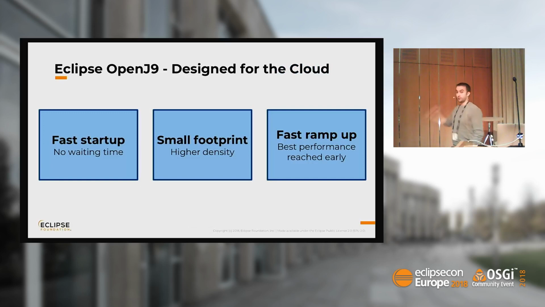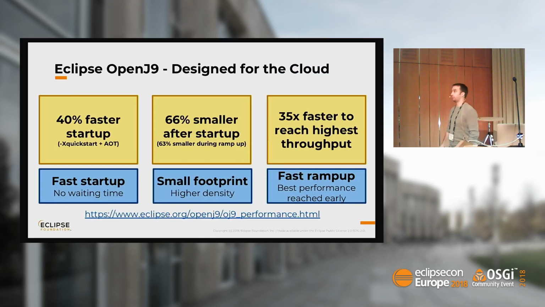So OpenJ9 designed for the cloud. What does it mean in terms of numbers? It's 40% faster at startup time with the quick start option and the ahead of time compiler. The footprint is 66% smaller after startup, meaning that once you reach the best performances, the memory footprint of your JVM is 66% smaller. And during the ramp up, between the startup and the best performance reached, it used 63% less memory as well.